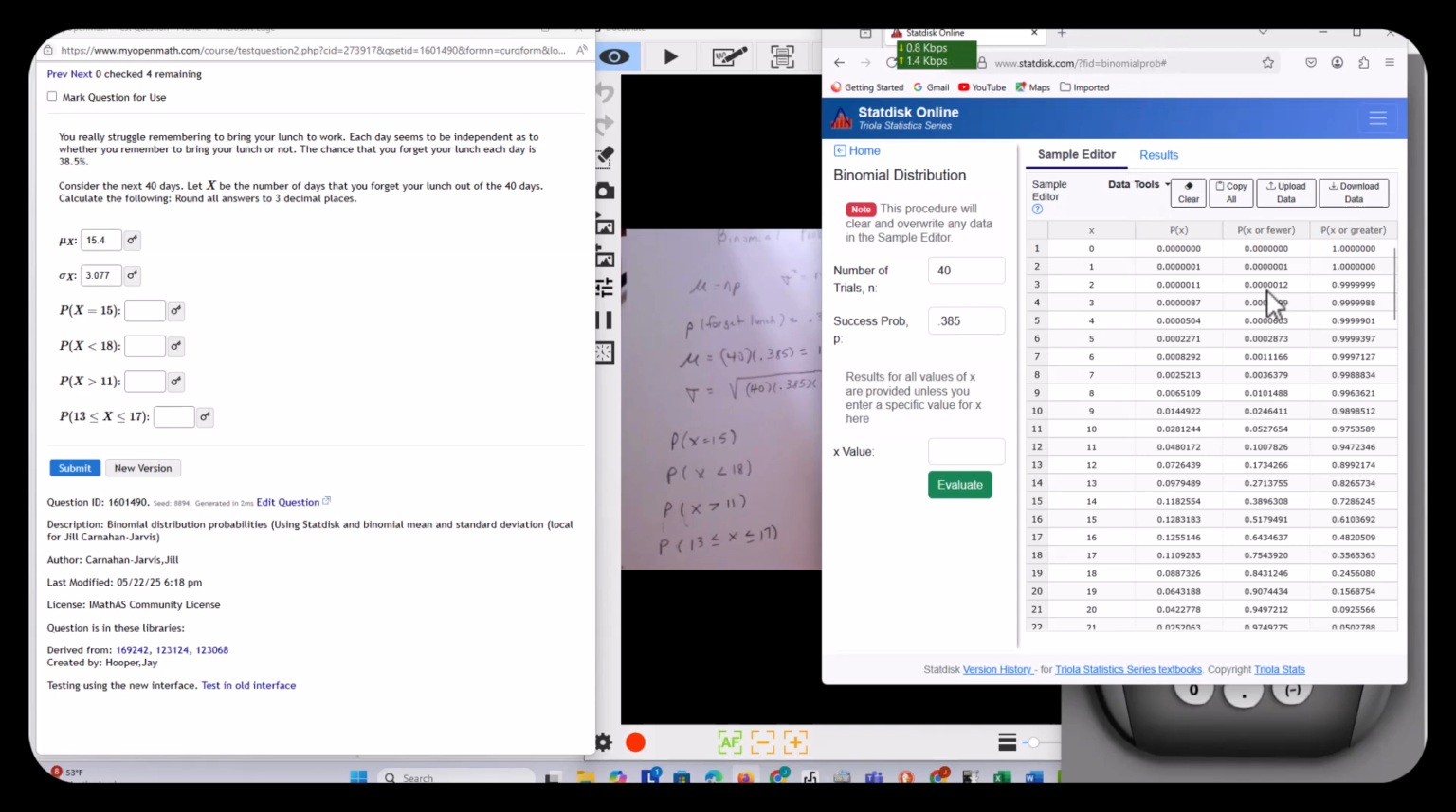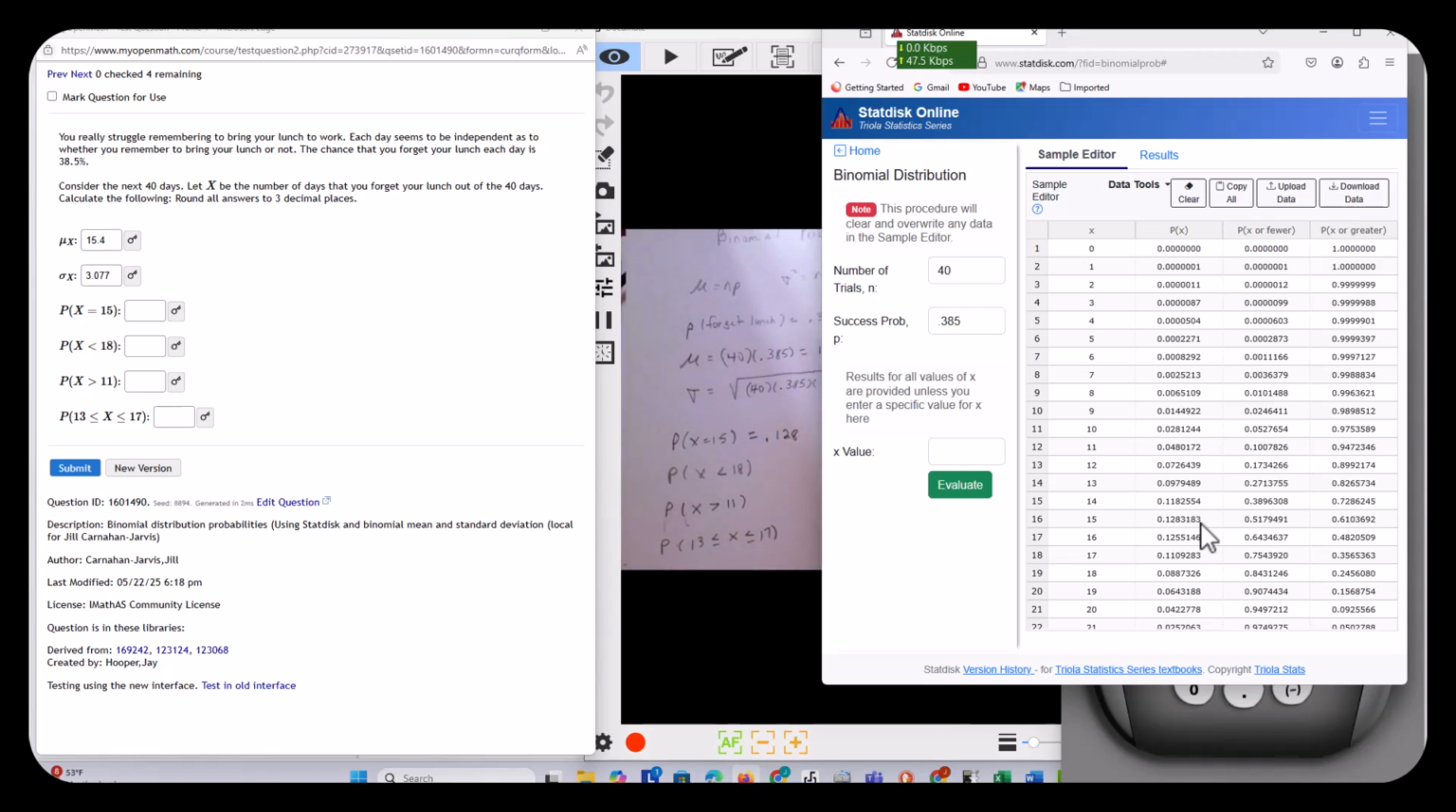So x equals 15. Again, make sure that you don't confuse the row number with the value of x. So look here, we're going to find x equals 15. 0.1283183. So it wants 3 decimal places. 0.128.